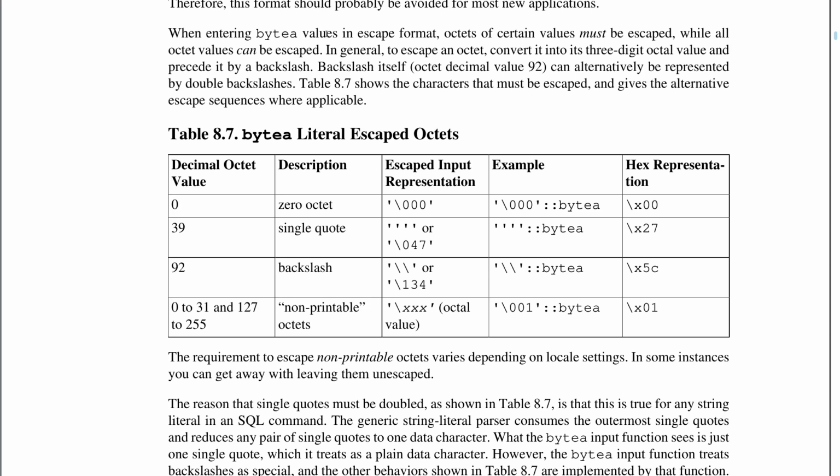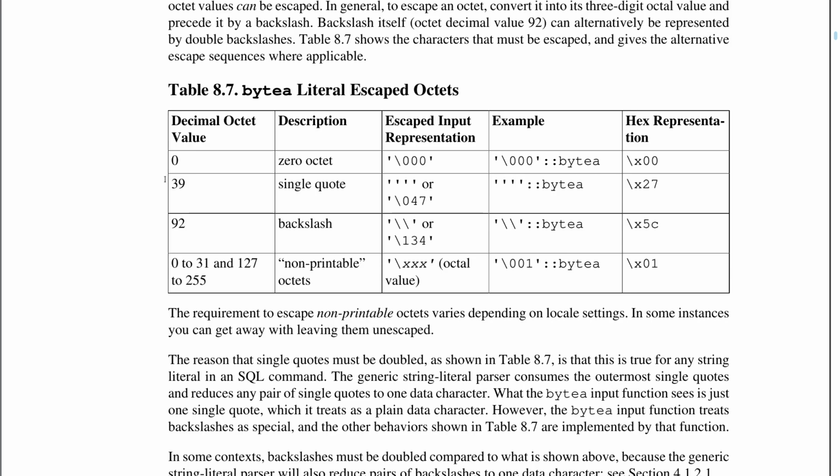When entering byte array values in escape format, octets of certain values must be escaped, while all octet values can be escaped. In general, to escape an octet, convert it to its 3-digit octal value and precede it by a backslash. Backslash itself, octet decimal value 92, can alternatively be represented by double backslashes. Table 8.7 shows the characters that must be escaped and gives the alternative escape sequences when applicable.